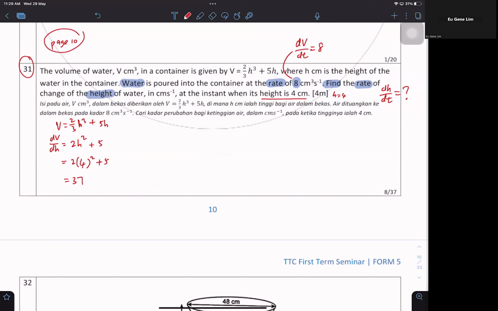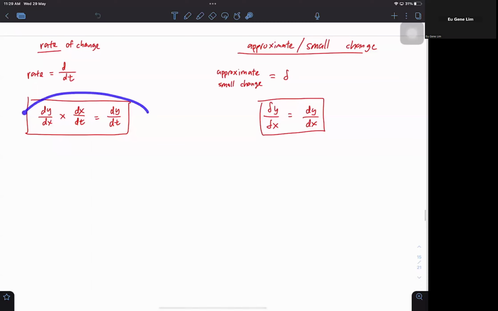Okay, and then now you can do the formula, the formula of the rate of change. The key to this formula, the main thing, is that up and down are put on the left hand side.